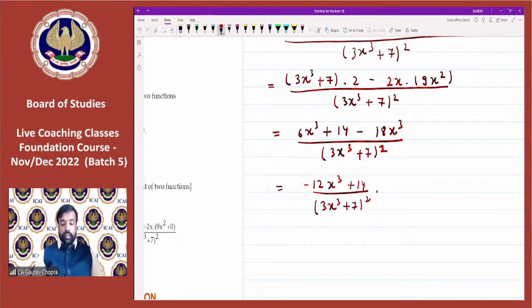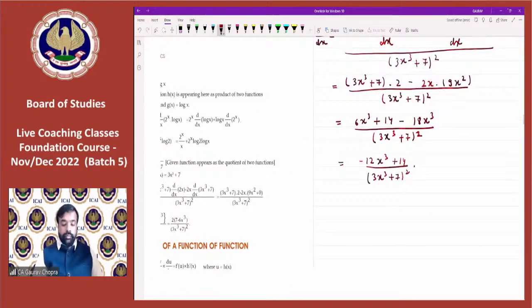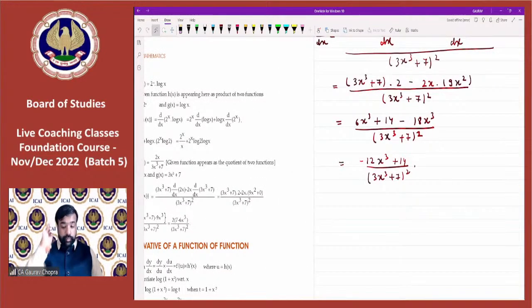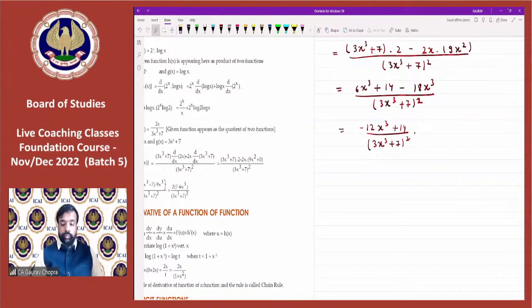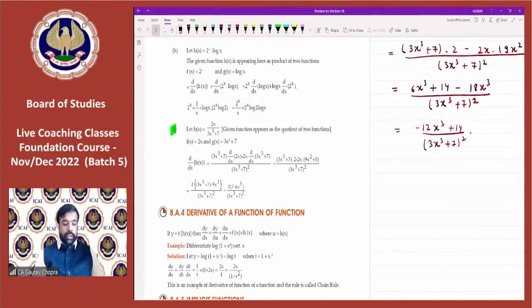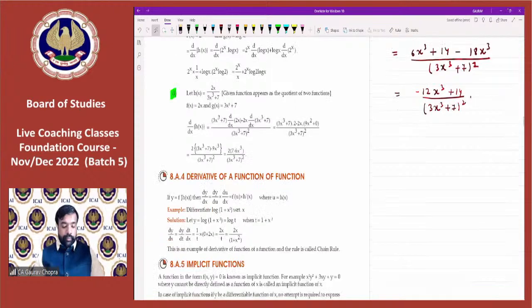Divya says all clear. Great. So this was the quotient rule. So till now what we have done: the basic formulas, then the product rule, and after that the quotient rule as well. So all those are now completely done.